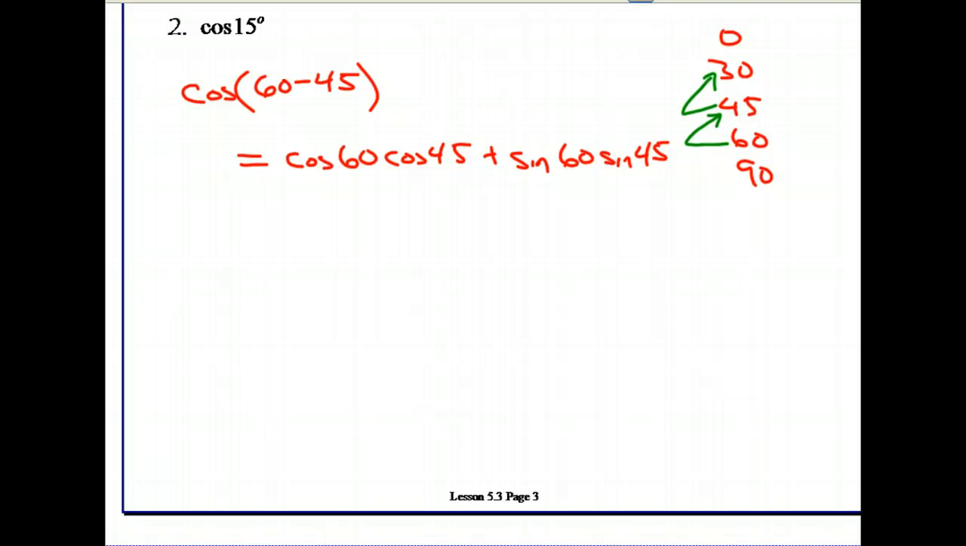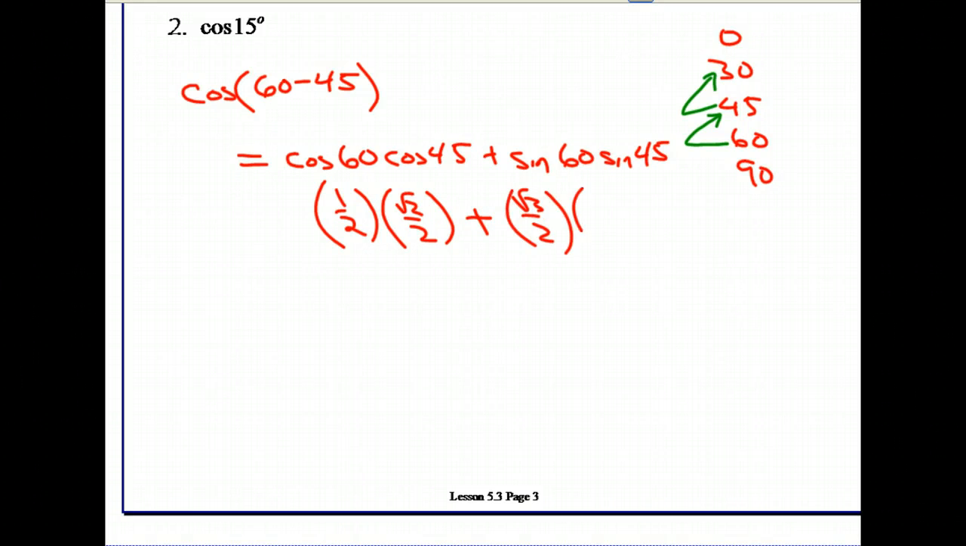Skip back to the page if you forgot. But the cosine of 60 is a half. 45 is a square root of 2 over 2. And this answer is looking suspiciously like the answer before. Sine of 60 is a square root of 3 over 2. Sine of 45 is square root of 2 over 2. Same rules apply. You can multiply anything. Square root of 2 over 4. Here's the square root of 6 over 4.